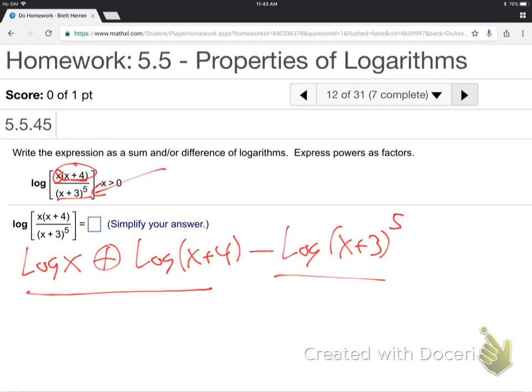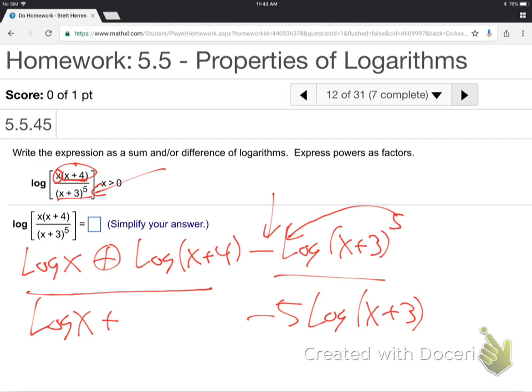So the stuff on the top, the numerator, those are multiplying, so it becomes adding. Stuff on the bottom, that's dividing. That becomes subtraction. 3 separate logs. Is that good? Last step, just bring that 5 down. So 5 log x plus 3. Bring these guys down. There we go. Is that good? Questions on that one?